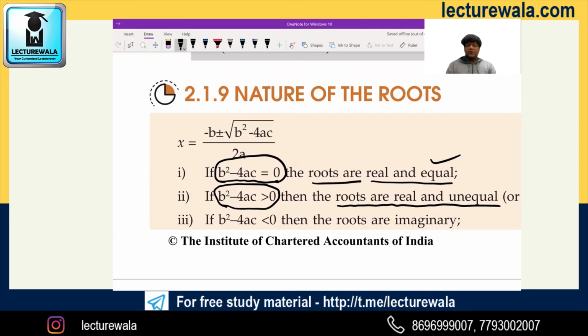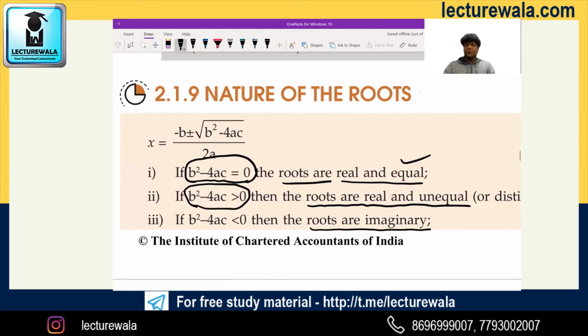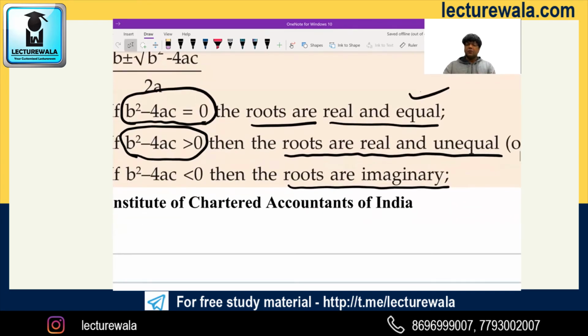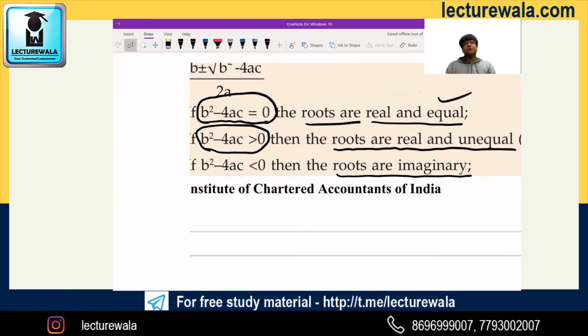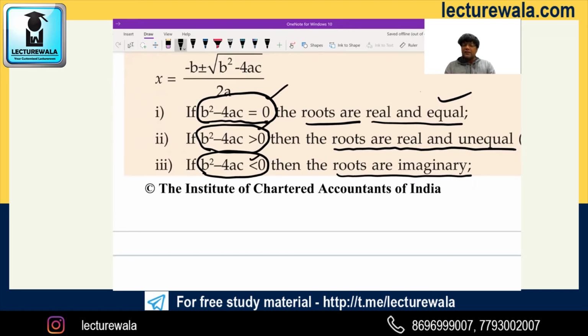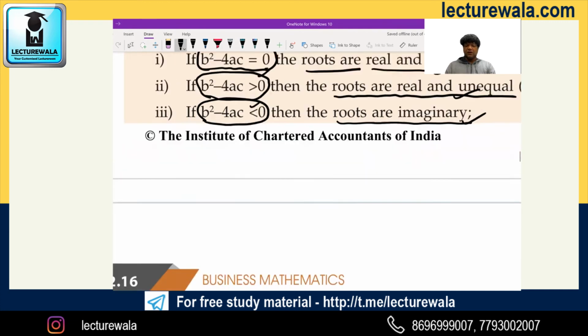B square minus 4ac less than 0, roots. Guys, your ICI is writing this, so we will go by ICI, though it's not proper. Roots are imaginary means B square minus 4ac less than 0. You need to understand these things when you see this kind of language given in the question.